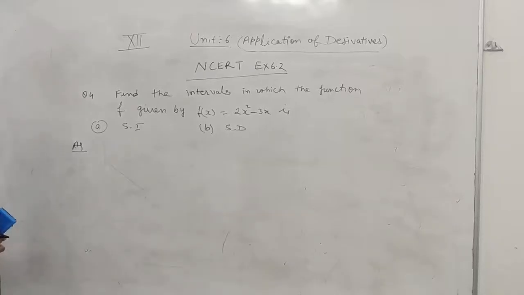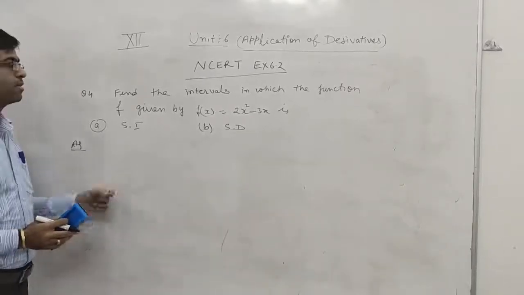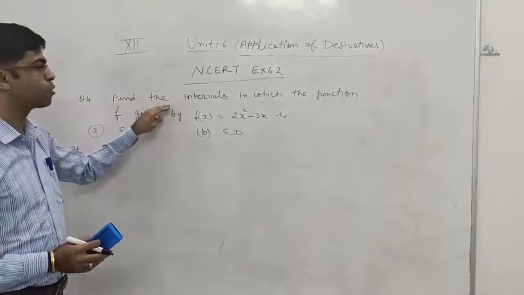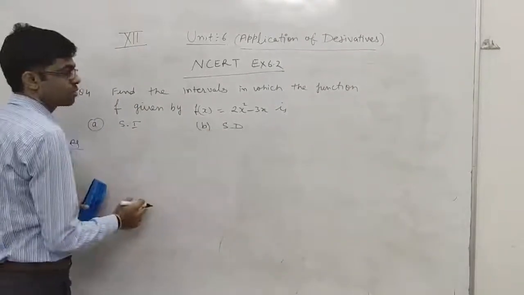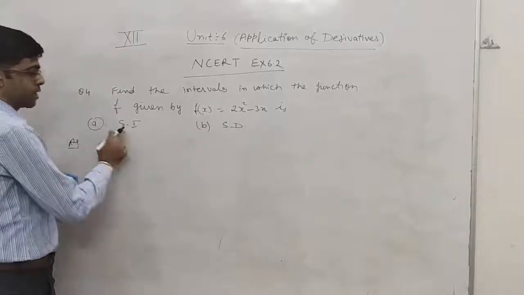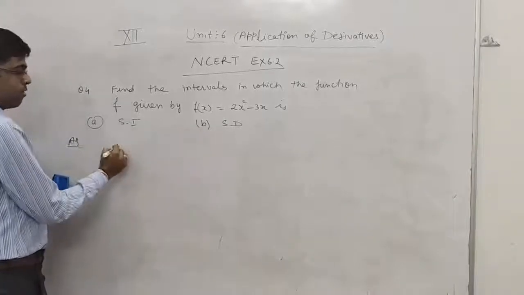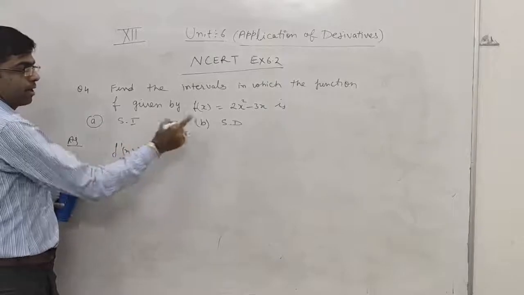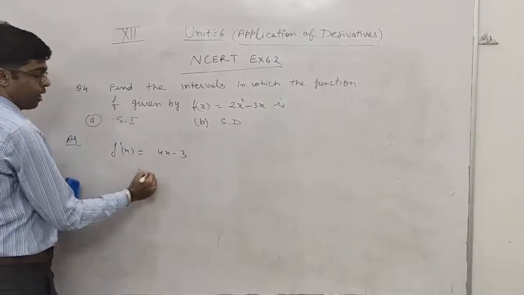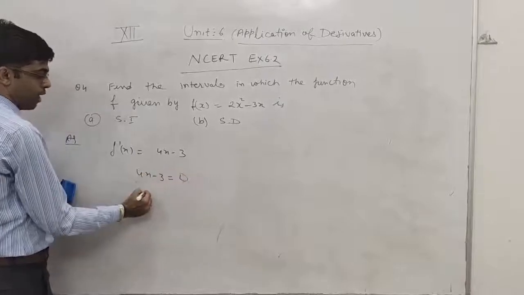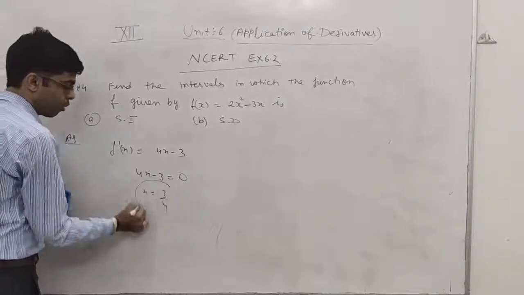Now question number 3 we have done in the examples. The fourth question is: find the intervals in which the function f(x) equals 2x square minus 3x is strictly increasing and strictly decreasing. First of all, for finding the interval, we differentiate: 4x minus 3. Now we equate this to 0 to find the critical points.